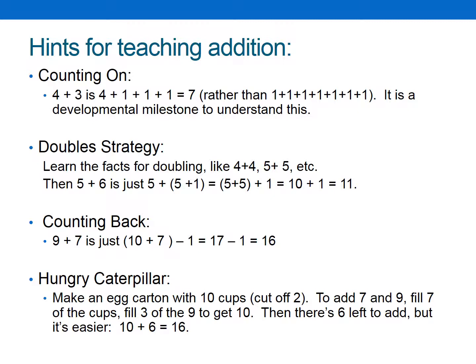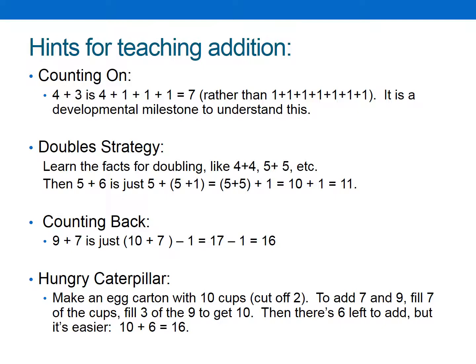For students who have trouble remembering facts, it can help them to learn doubles. So you learn 5 plus 5 or 6 plus 6, and then when you have a fact that's close to a double, you just adjust. So 5 plus 6 is 5 plus 5 plus 1. Now I have a double 5, that's 10, and the 6 gave me 1 more than that, so my answer is 11. You can also adjust when you have a number really close to 10, because adding 10 is easy.